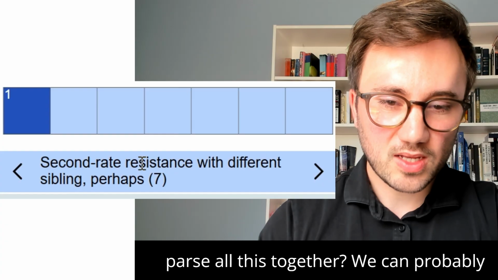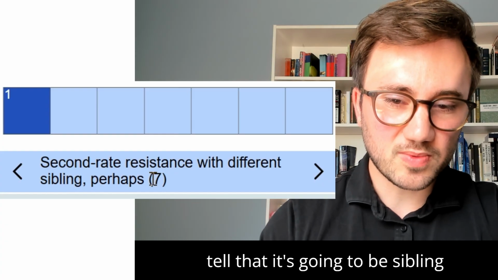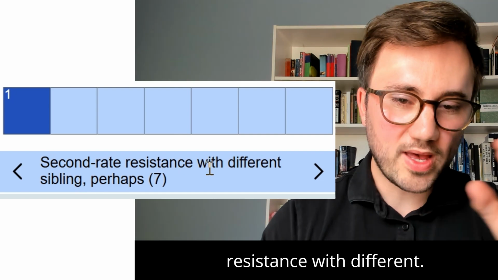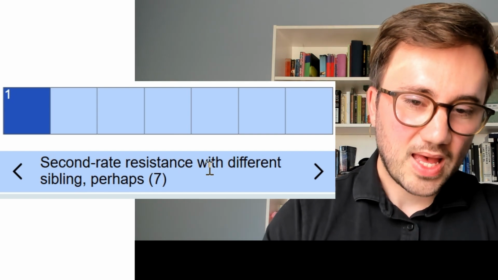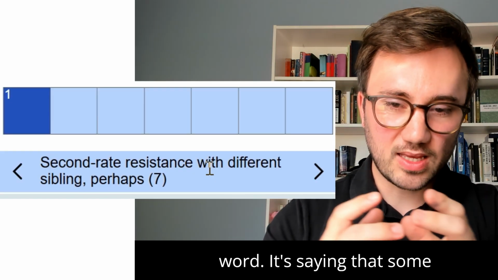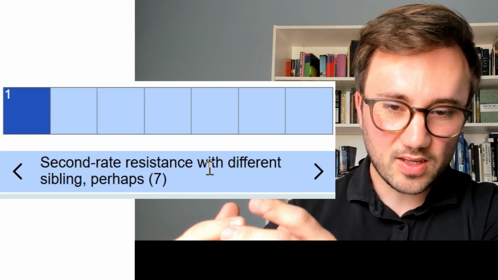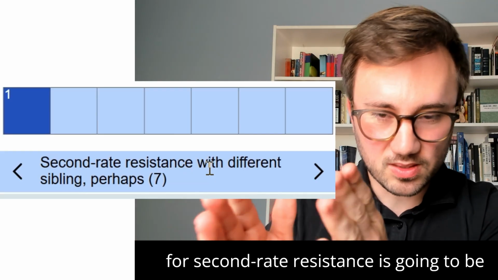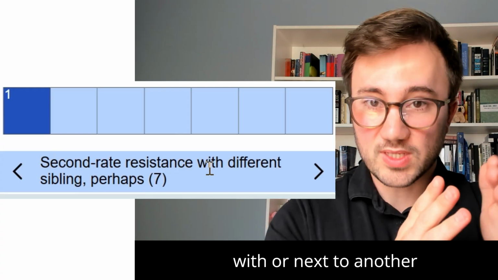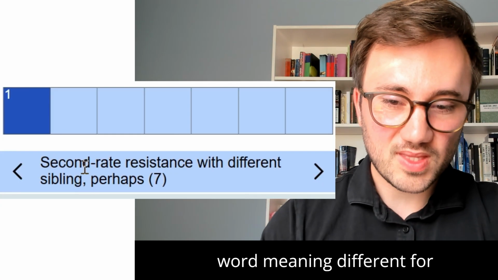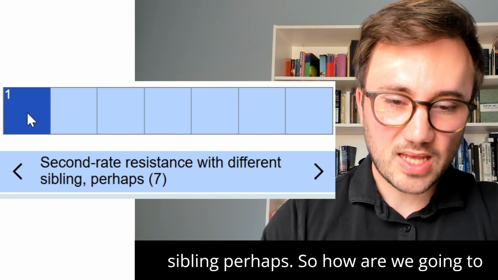Now, how are we going to parse all this together? We can probably tell that it's going to be sibling perhaps because we've got second rate resistance with different. And so this with is our connector word. It's saying that some wordplay, or the fodder here for second rate resistance, is going to be with or next to another word meaning different for sibling perhaps. So how are we going to put this together?